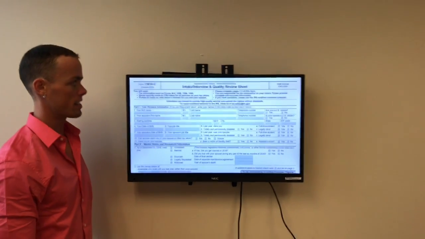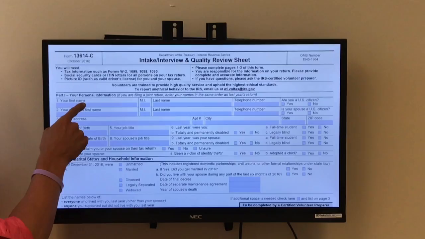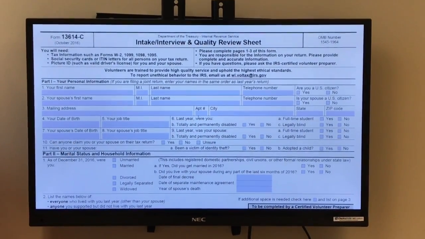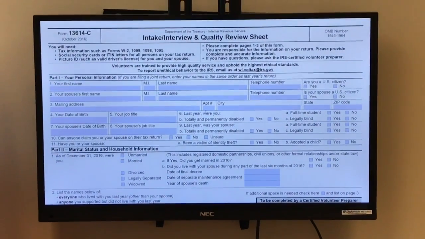Okay, thank you. Thanks. Alright guys, here we have the intake form, and this is something that the clients are going to fill out right when they get to the clinic, and we're going to use to actually prepare the tax return. And here in part 1, you just have basic information such as their name, address, and other basic information. And just make sure all of this is completed and filled out, and you should be good to go.